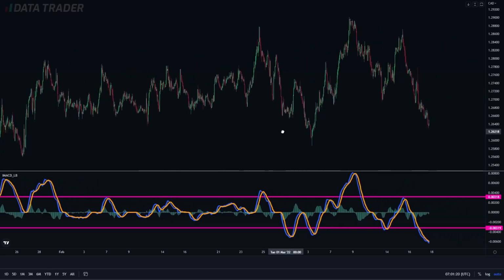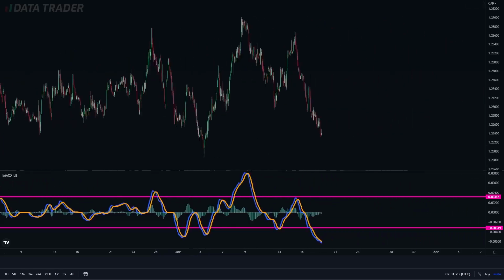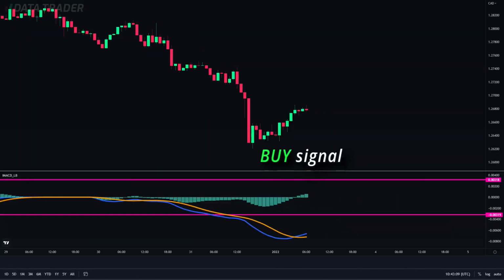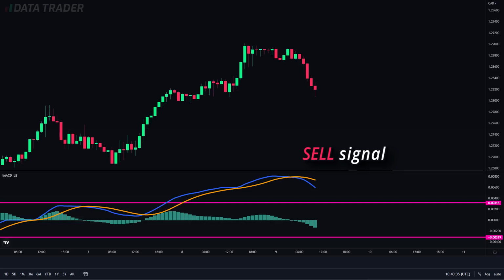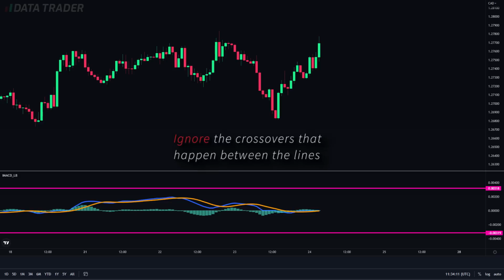Now that your indicator is ready, here's how you trade the strategy. First, for your buy signal, you want to only take positions if the impulse MACD crosses over upwards, but the crossover needs to happen below the oversold line. Similarly, for your sell signal, you only take positions if the impulse MACD crosses over downwards, but the crossover needs to happen above the overbought line. Remember, crossovers that happen between the lines like this will be ignored. This is because we want to make sure that we only take positions if the price is overextended.